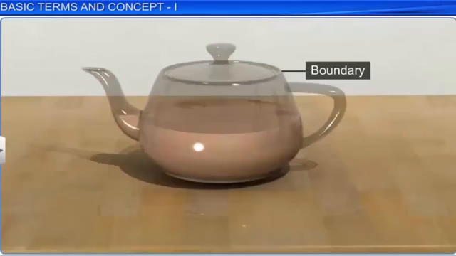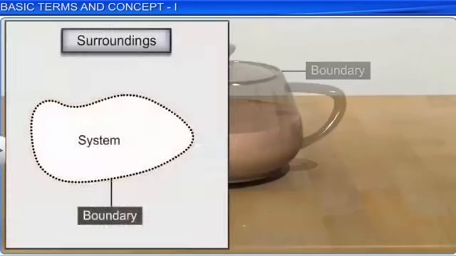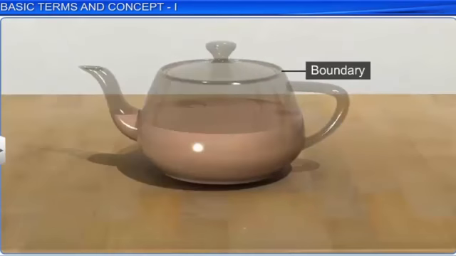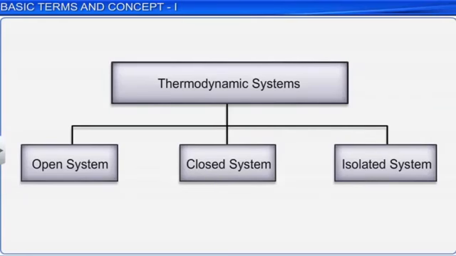Note that a boundary can be real or imaginary, and it controls the flow of energy and matter into the system or out of the system. In thermodynamics, based on the movements of matter and energy between a system and its surroundings, systems can be classified into three types. These are open system, closed system, and isolated system. Let's look at each system.